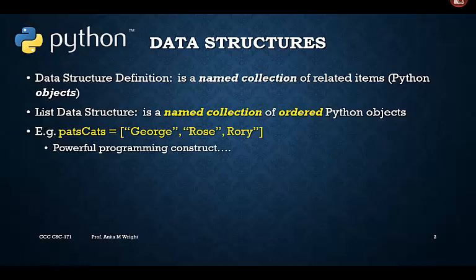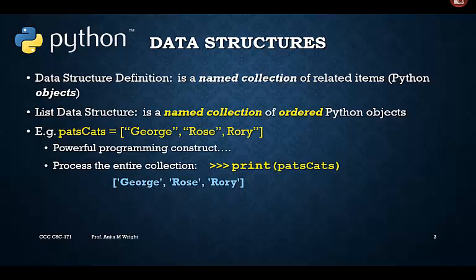For example, here is a definition of the list Pat's cats. There are 3 of them, George, Rose, and Rory. Notice the use of the assignment operator and the set of surrounding square brackets. What makes this list data structure so useful in programming is that we can use it as a group and easily process the entire collection by using its group name, or we can individually select one object from the group and process just it. Let's see how.